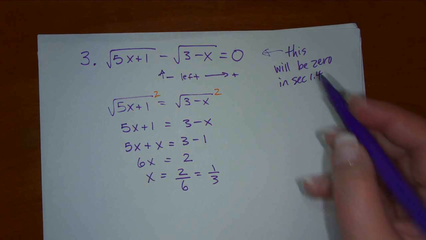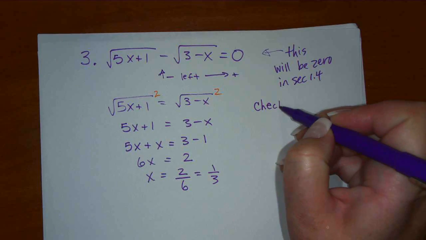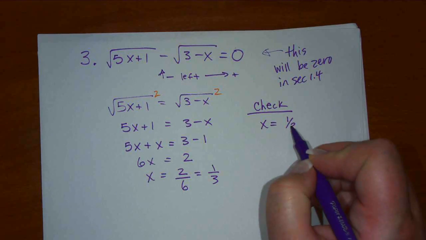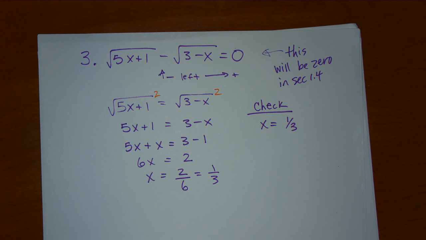And now we need to check. So we're going to check x equals 1/3. If you missed reducing it, it's fine. Just your numbers will be bigger. It'll be harder to check. You'll have bigger numbers.